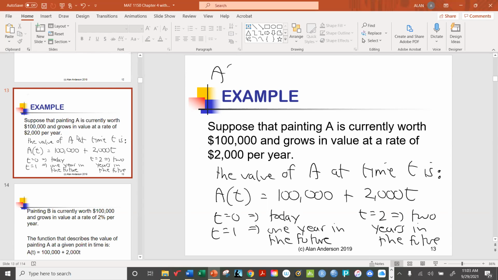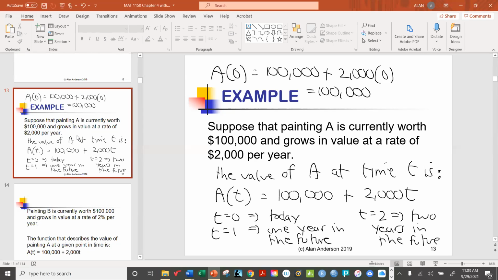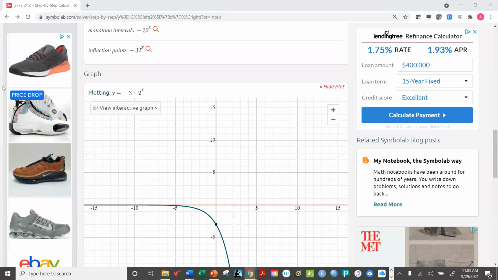Which means that if I try to figure out what the painting is worth today, that's A of 0, which is just 100,000. So that 100,000 is the current value of the painting. What this is telling us is that every year that elapses, the painting will gain in value by $2,000. Okay, so that's why it's written this way. And you can see this is clearly a straight line. In fact, if I throw this into Symbolab, let's do that.